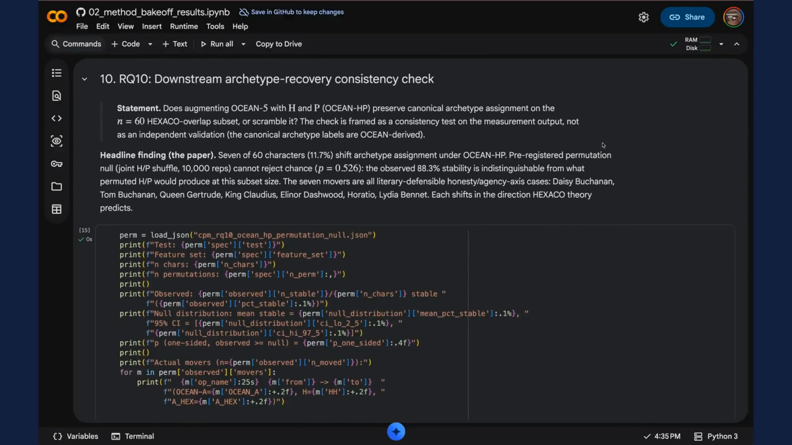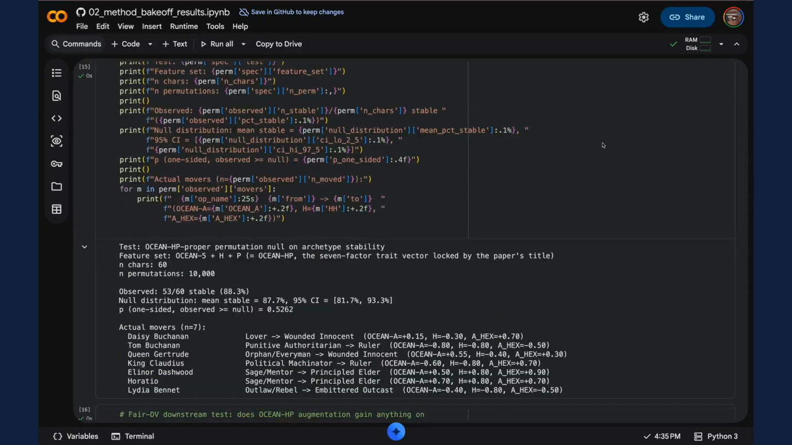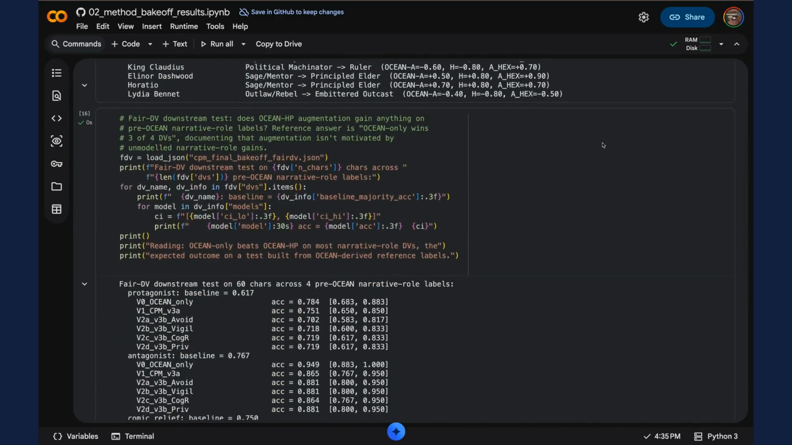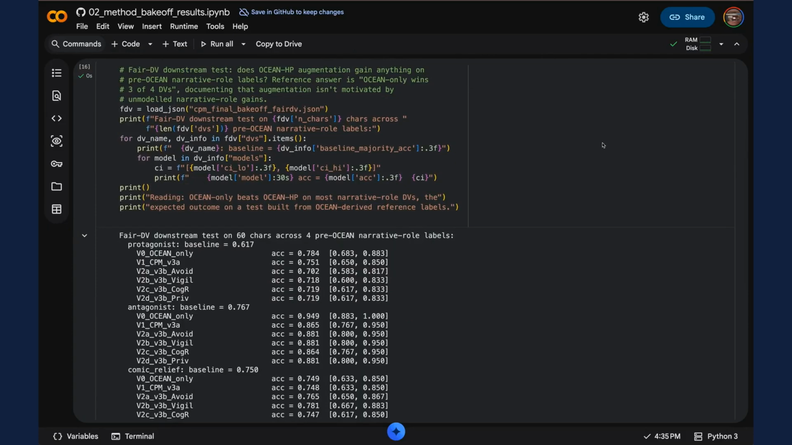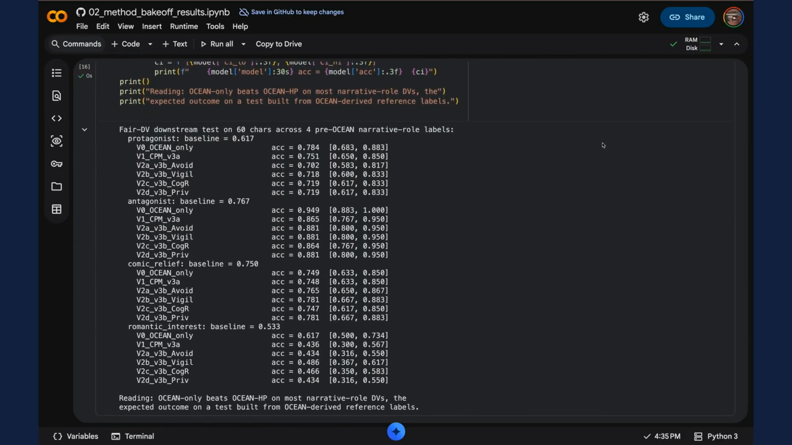Research question 10 asks whether adding honesty, humility, and P scrambles downstream archetype assignment. The null is a proper joint permutation of the H and P columns, 10,000 reps. 53 of 60 characters keep their archetype, and the observed stability is indistinguishable from chance under the permutation null. The 7 movers are all literally defensible honesty axis cases. Both Buchanans, King Claudius, Queen Gertrude. Each shifts in the direction HEXACO theory predicts.